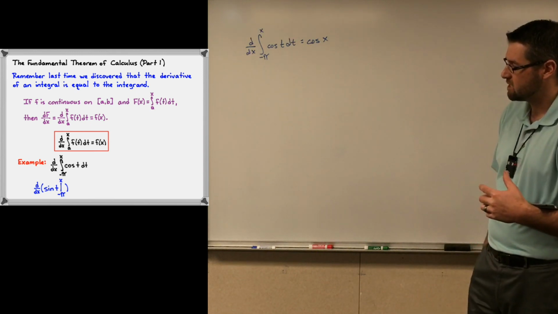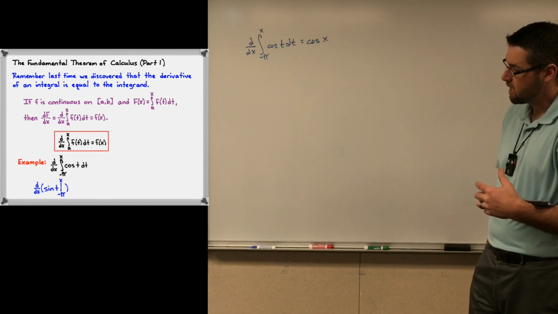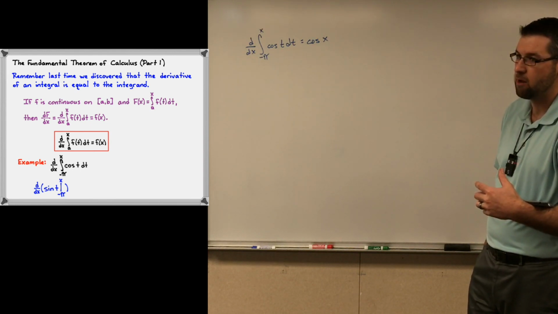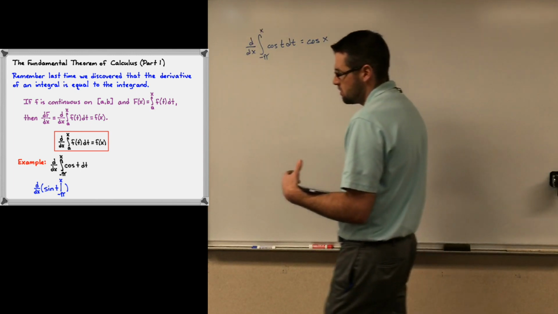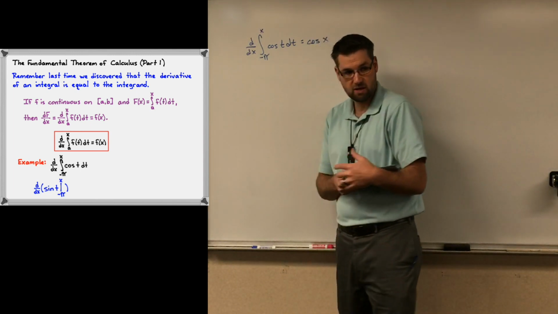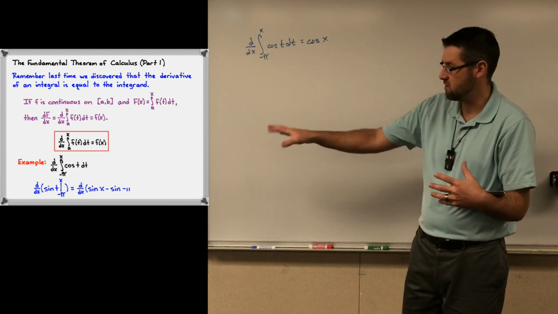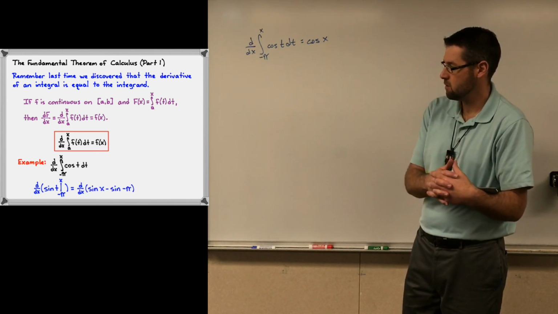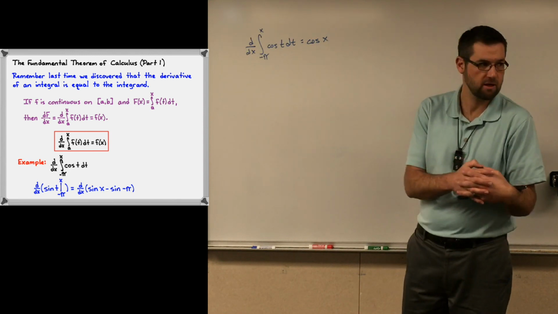So now what's the next step going to be? We're going to plug in the upper and lower bound. And then what? Subtract. So what do we get? Sine of x minus sine of negative pi. And then after that's done, we have to take the derivative, the d dx, right? Are you guys okay with that? Say something if you're not.